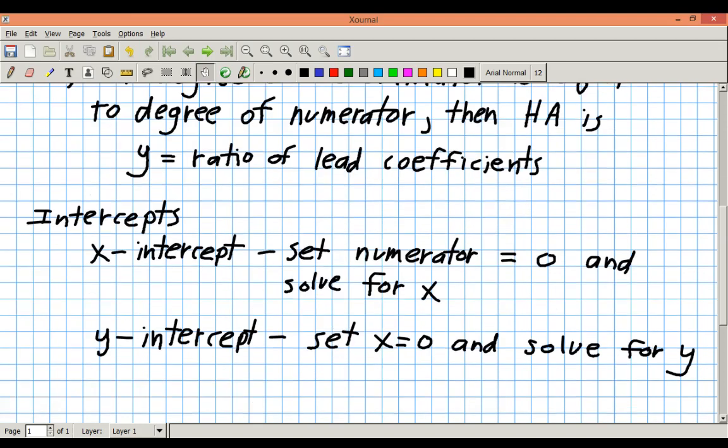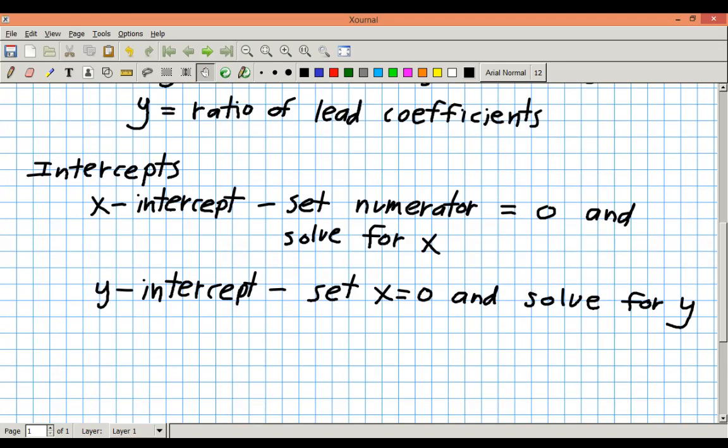Let's talk about the x and y intercepts of a rational function. Remember, the x-intercept is where the graph crosses the x-axis. The y-intercept is where the graph crosses the y-axis. So we're going to follow these steps in a minute, but to find the x-intercept, you want to set the numerator of your fraction equal to 0 and solve for x. So there it is. We told you that. We're going to do that example. You can look back at that if you need it.